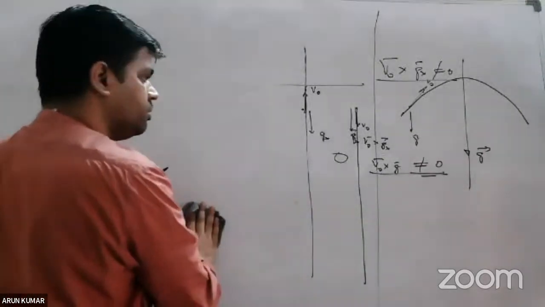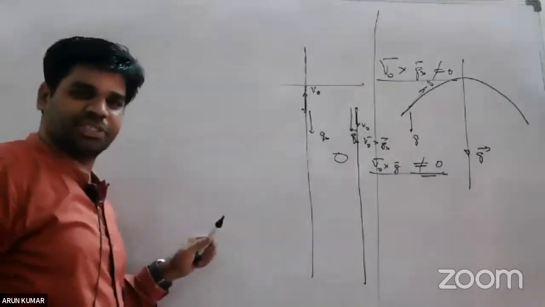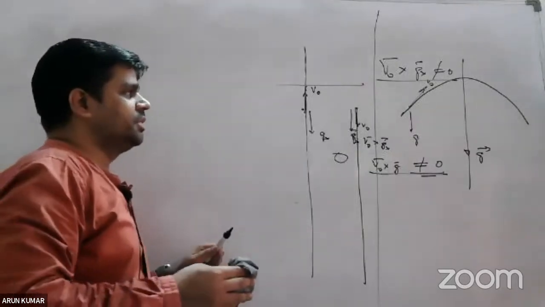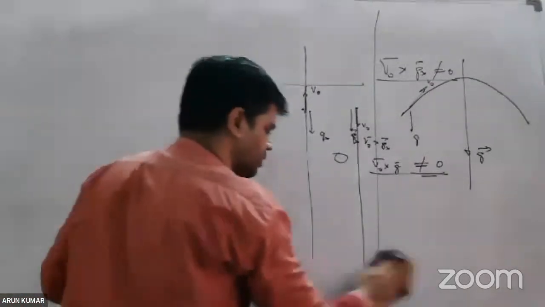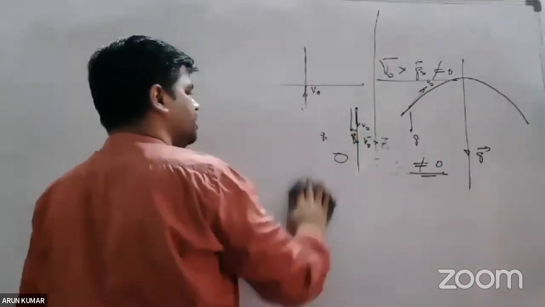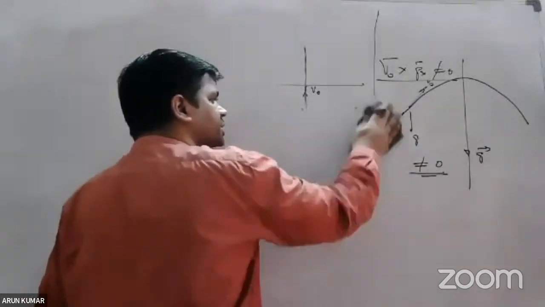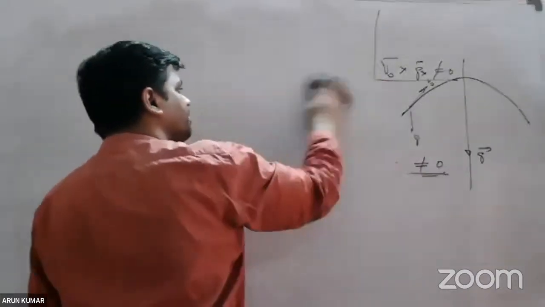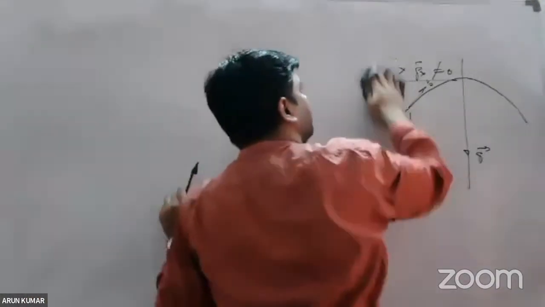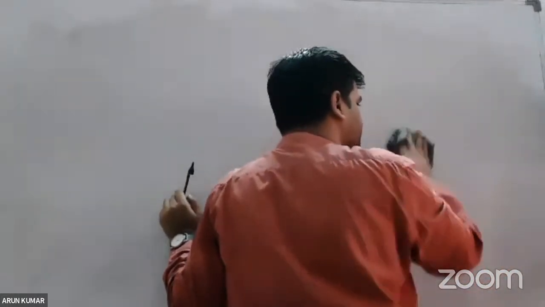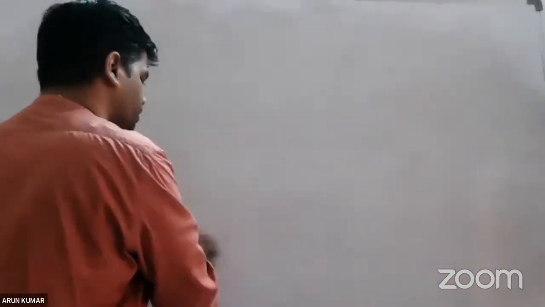Is v naught bar velocity? Yes, it's velocity. I didn't mention it. v naught bar is velocity, g is acceleration, constant acceleration. This cross product fact is only valid for constant acceleration. If the acceleration is variable, then this parabola fact is not valid. It turns out to be a parabola only when we have constant acceleration. While deriving, I took constant g. So this turned out to be a conic only because g is constant, and that too a parabola.